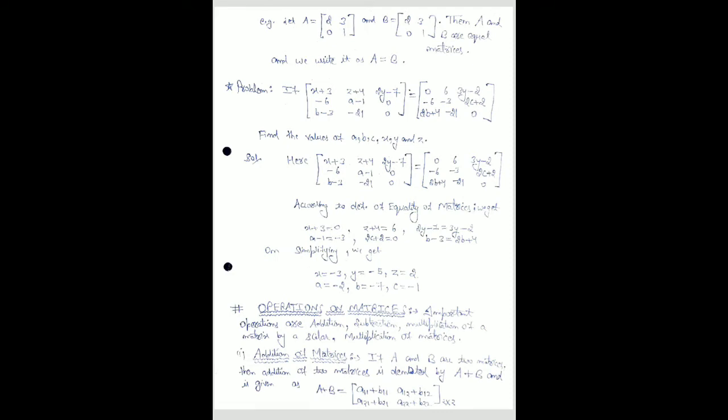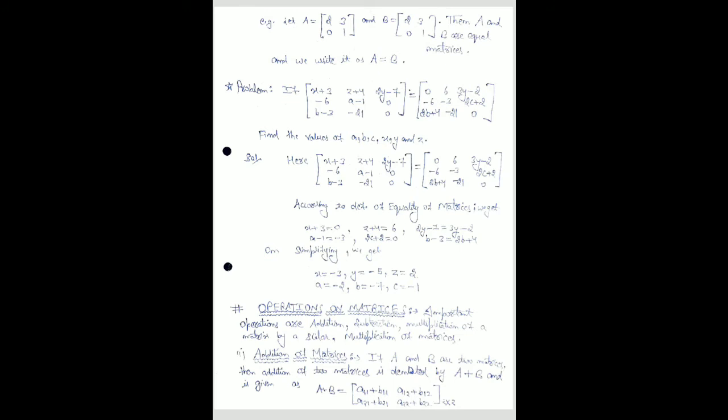Here we have taken a problem on the basis of equality of matrices. In this problem, two matrices are equal and we need to find the values of a, b, c, x, y and z. In the solution, we first write the given two matrices, and the equality sign represents that these two matrices are equal. It means they must satisfy the two conditions which we discussed earlier.